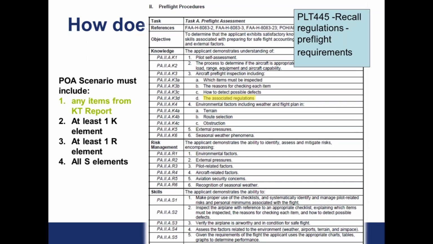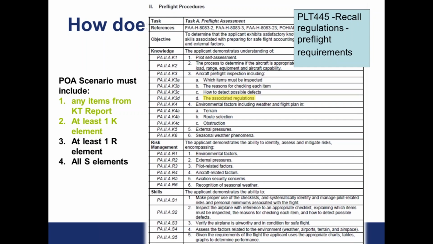The next requirement is we have to have at least one K element. So looking at those list of elements, I do already have a K element. I already selected Kilo 3 Delta because it was missed on the knowledge test report. So the good news is here, that already satisfies my 1 K element requirement because I already picked one out. So that's kind of nice. And of course, the examiner could select additional K elements if they wish to.